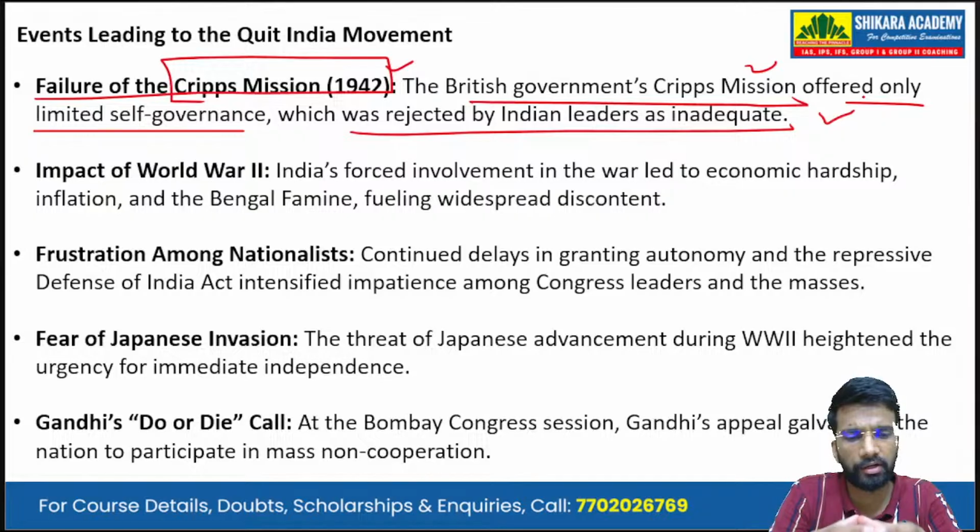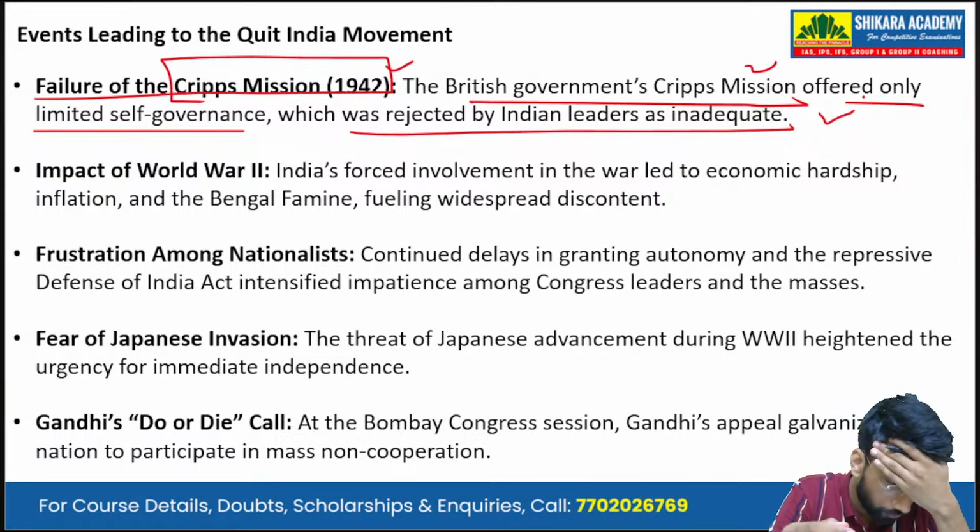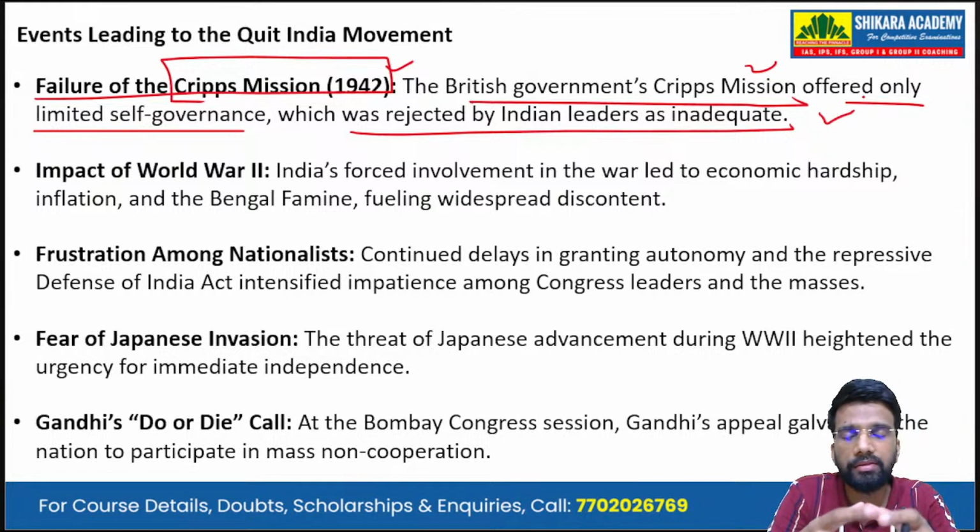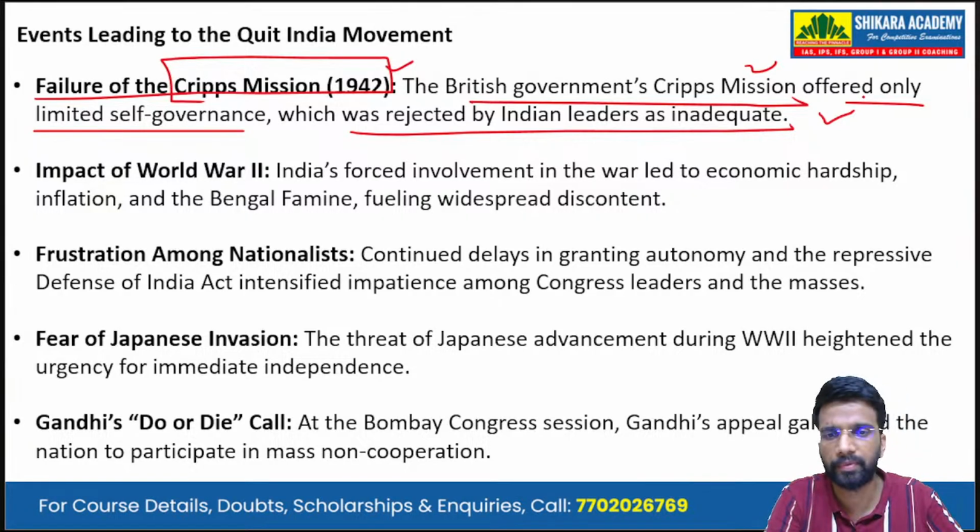Okay, so during the Second World War, this Cripps Mission was sent by the British government to India, around March 1942. In that Cripps Mission, there was a proposal of limited self-governance, which was rejected by the Indian leaders because they wanted more autonomy.